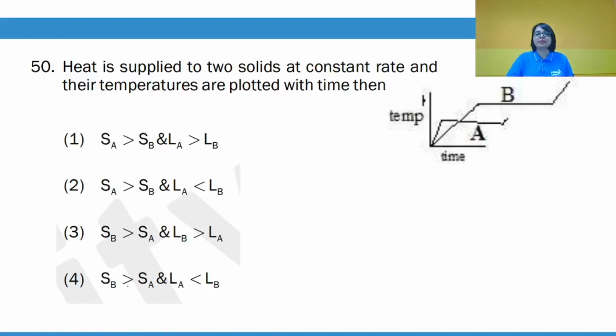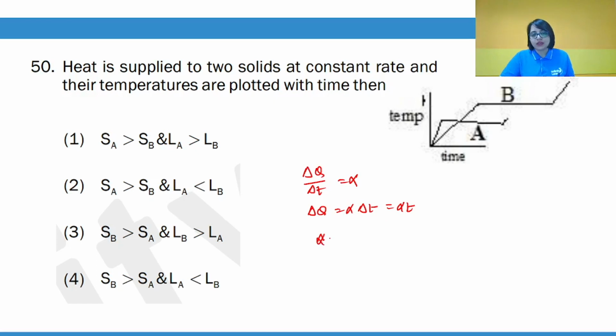Next: heat is supplied to two solids at a constant rate and their temperatures are plotted with time. Then which of the following relations is true? So we have the heat supply rate as constant. Let's say it is alpha. So basically we have delta Q by delta T is equal to alpha. So delta Q is equal to alpha delta T, or you can say alpha t, where t is the time.